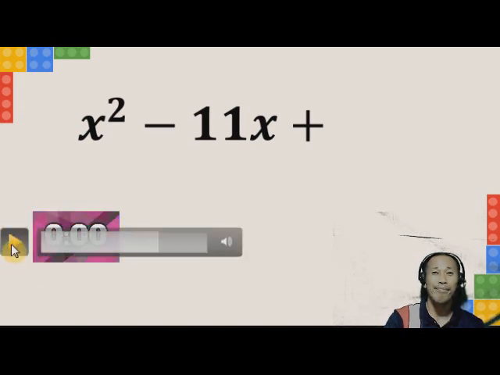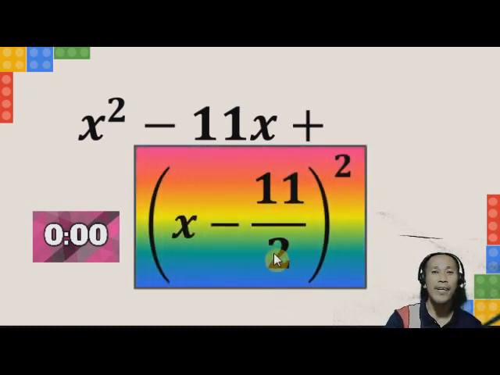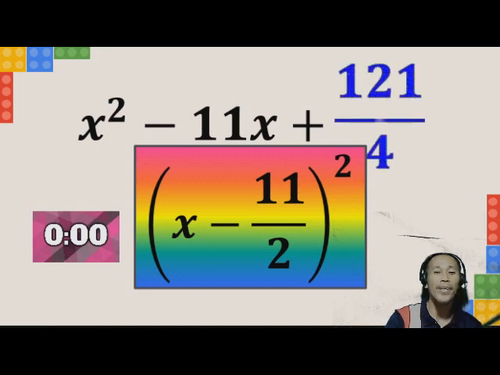Okay, stop. Let's check your answer. That is x minus 11 over 2. Correct. So you have here x minus 11 over 2 quantity squared. And how about the last term? It must be 11 over 2 times 11 over 2. Your answer is correct: 121 over 4. I hope you got it.